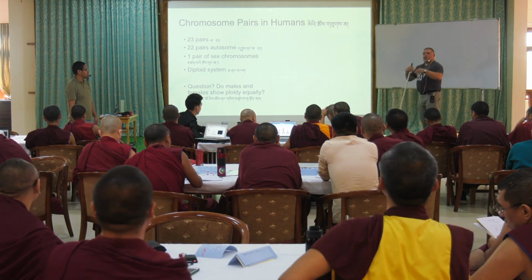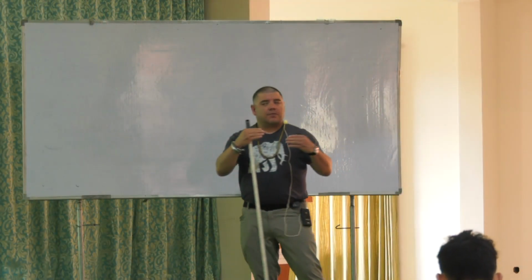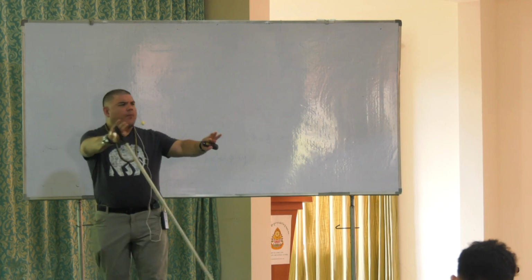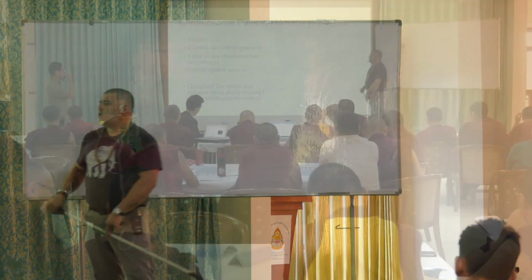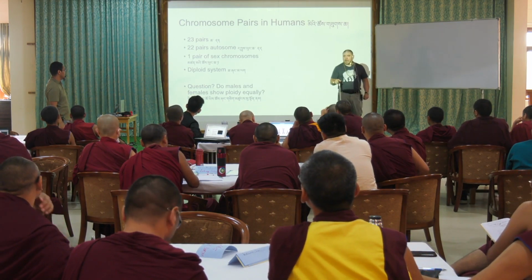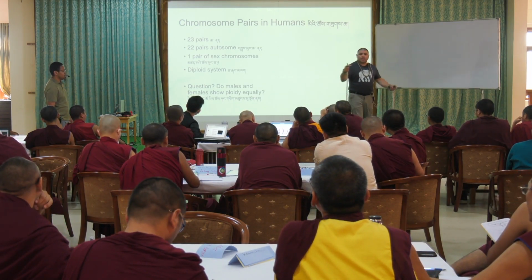So now that we have established the ploidy system, the diploid system, here's my question to the class. And talk about it for about a minute and then we can discuss the answer. Do males and females show ploidy equally? Are the pairs the same between males and females?